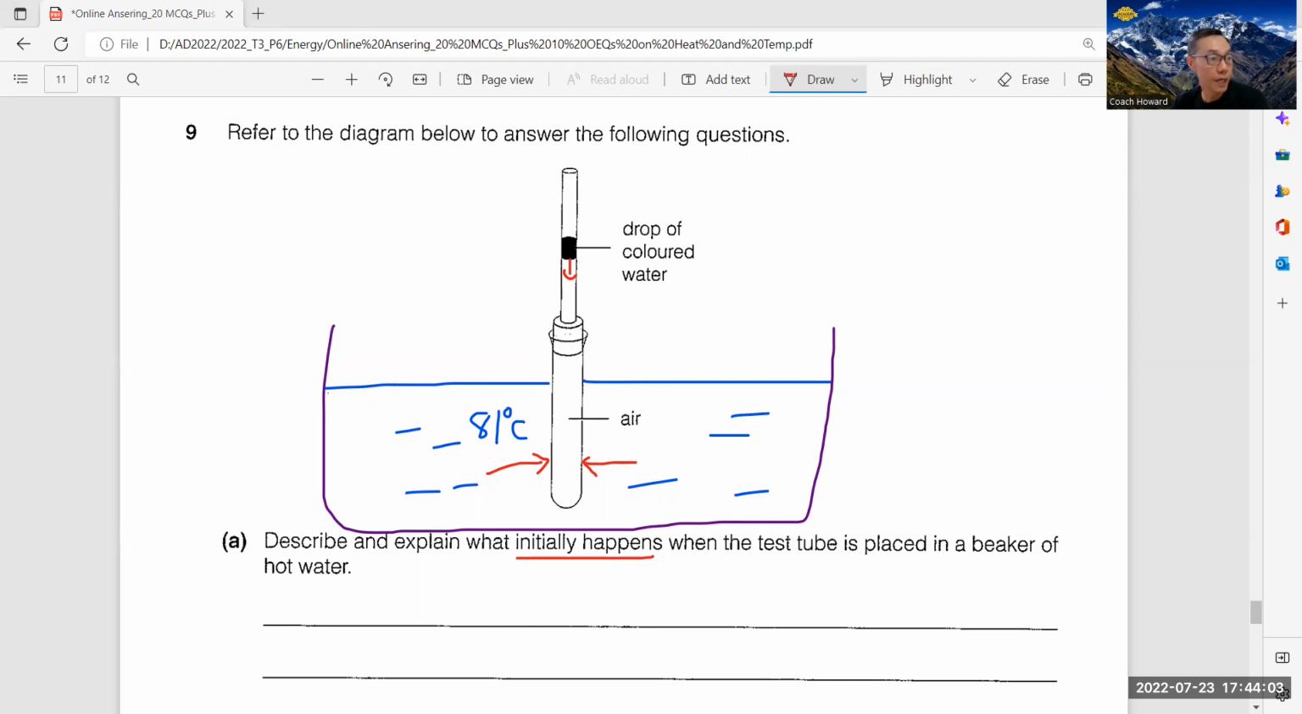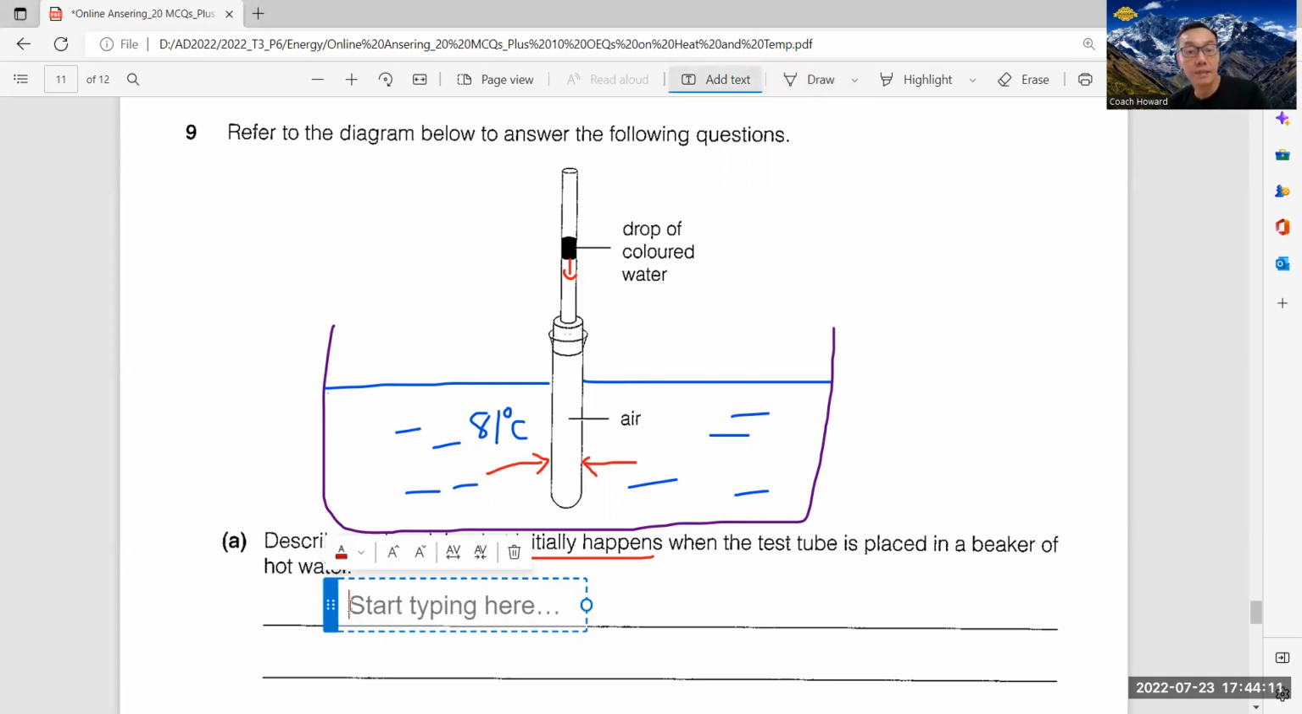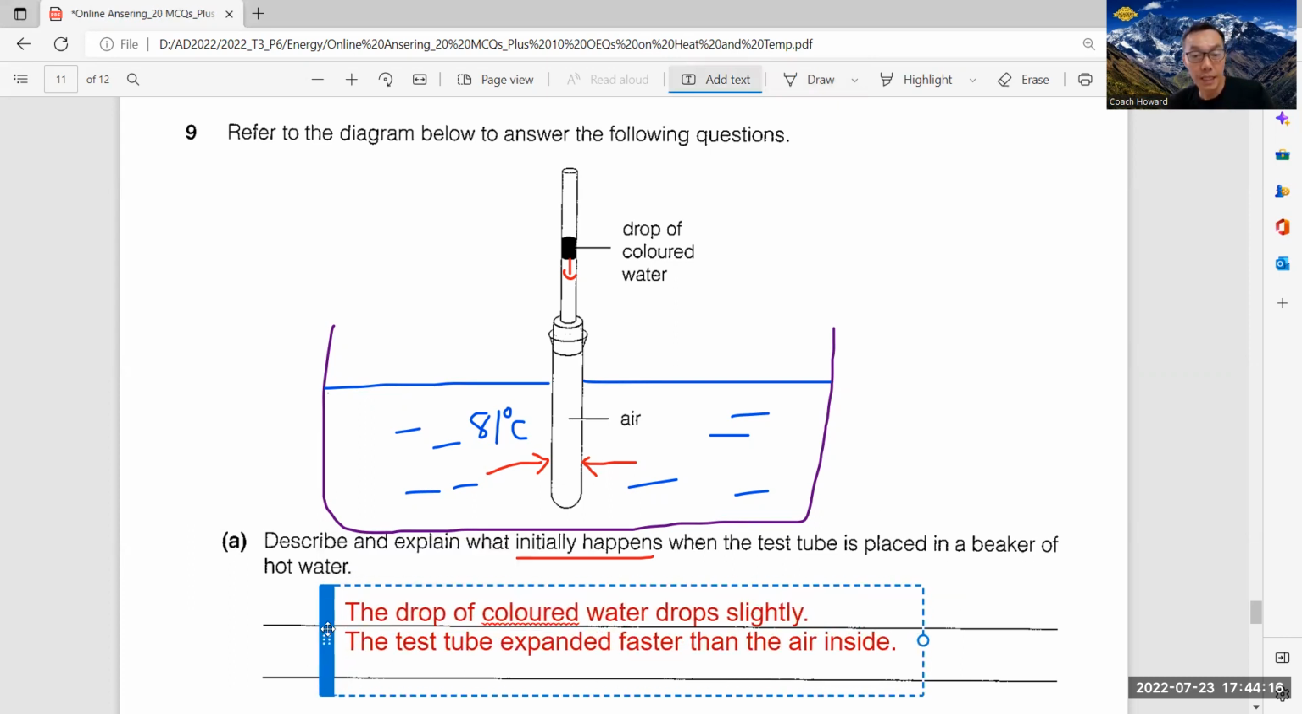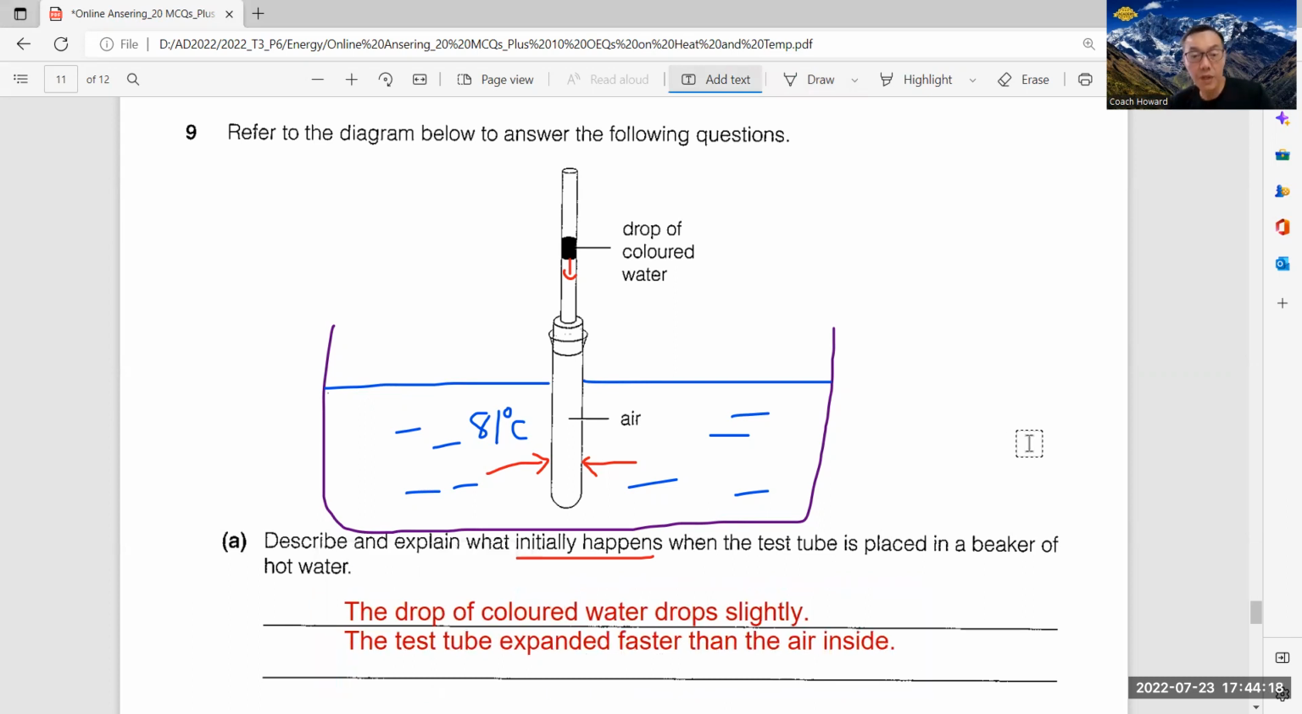So there are two things to write. Firstly, you must mention the drop of colored water drops slightly. Okay, this answer. The drop of colored water drops slightly. Okay, the reason is because the test tube expanded faster than the air inside. Okay, so you take note of this. The test tube expanded, the drop of colored water dropped slightly. The reason is because the test tube expanded faster than the air inside.